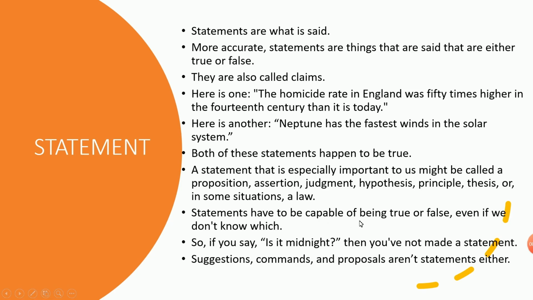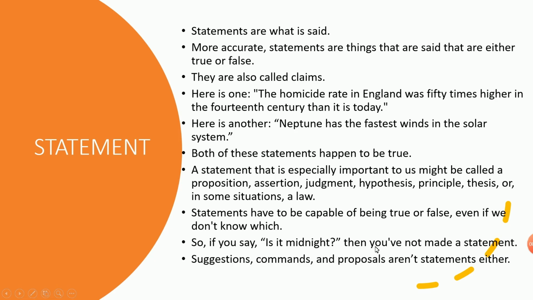So statements have to be capable of being true or false. You can understand this with a hypothesis itself, because when we form a hypothesis, we tend to identify the true or false in the hypothesis. So it should be verifiable. If it is not verifiable, then it is not a proper hypothesis, it would be void. Even if we might not know which, it should be verifiable.